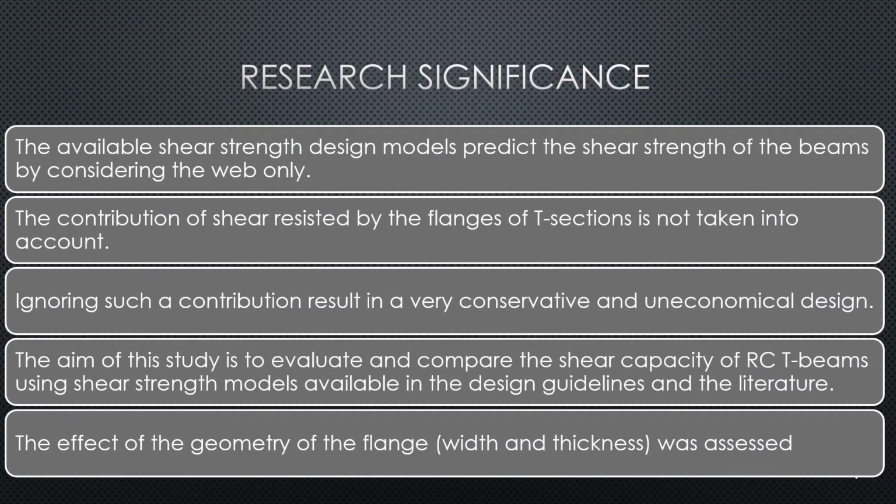Research significance. The available shear strength design models predict the shear strength of the beams by considering the web only. The contribution of the flanges is usually not taken into account, despite that it was proven by several studies that the shear capacity of T-beams is usually higher than the equivalent rectangular cross-sections. Ignoring such a contribution results in a very conservative and uneconomical design. Therefore, the aim of this study is to evaluate and compare the shear capacity of RCT beams using shear strength models available in the design guidelines and the literature. In addition, the effect of the geometry of the flanges, such as the width and the thickness, was assessed and compared with the current design standards.